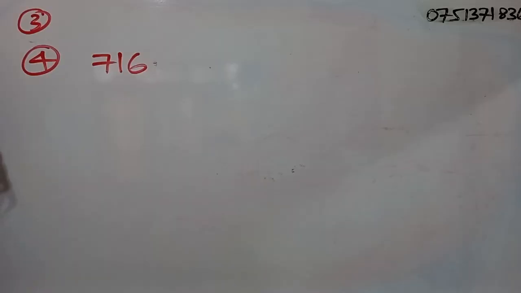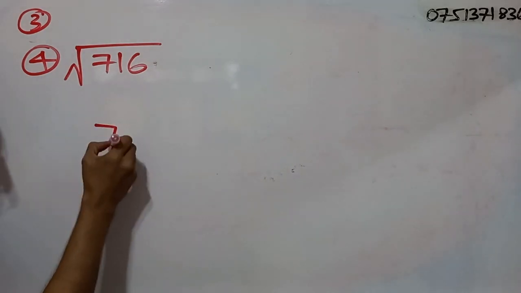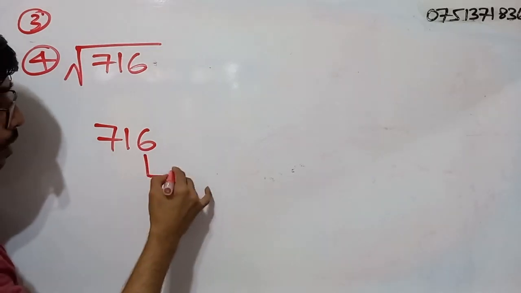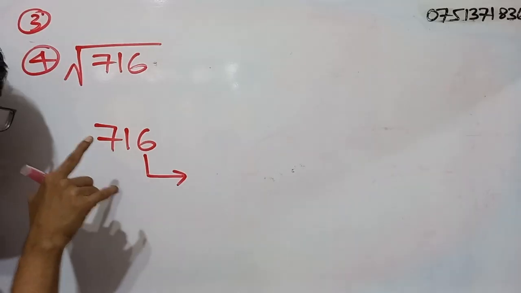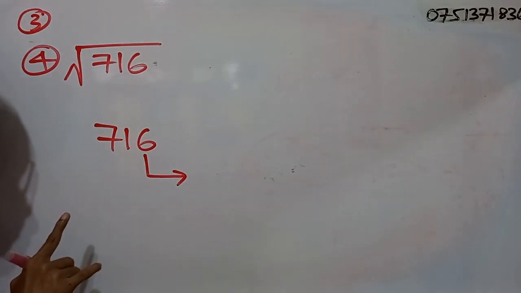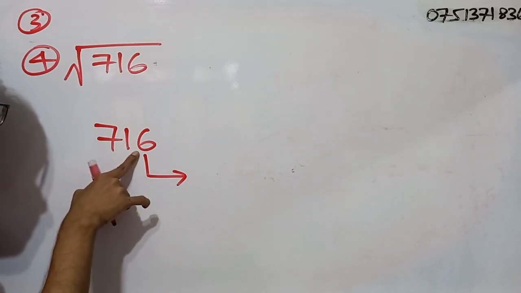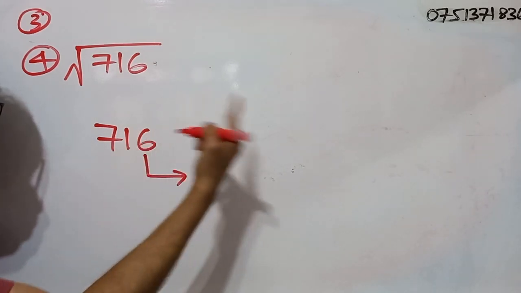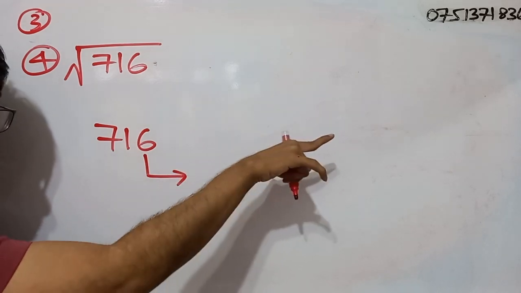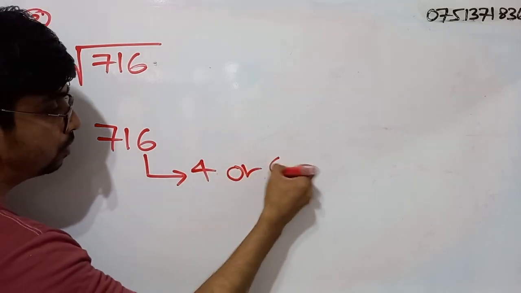Okay, so we have to consider the square root of 716. So we will take the number. The digit on the ones place is 6. So now we will have to think about the ones place of the square root of this number. Right? So here we have 6. That means what are the two possible digits of the square root's ones place? It can be 4 or 6, no?